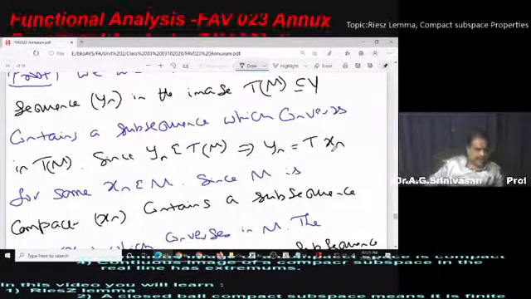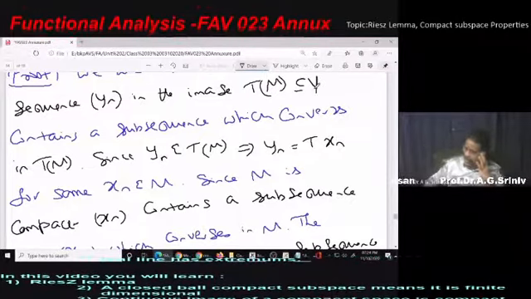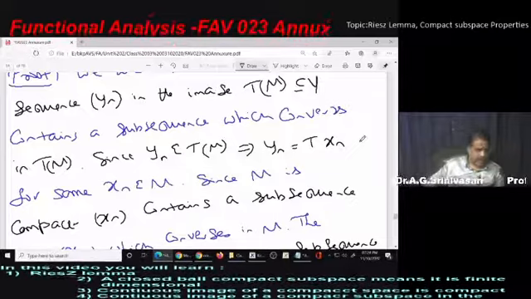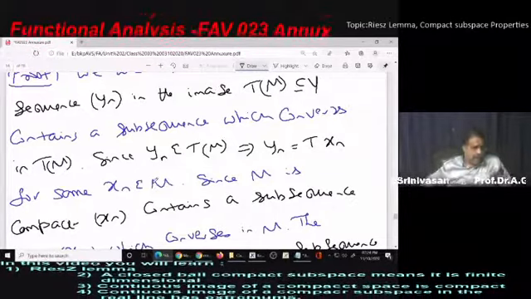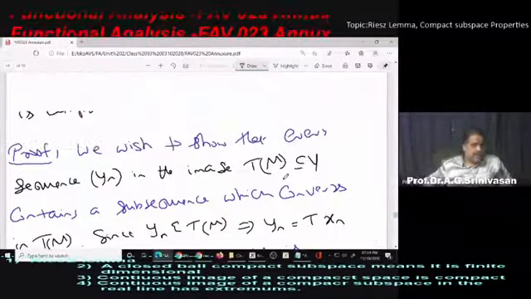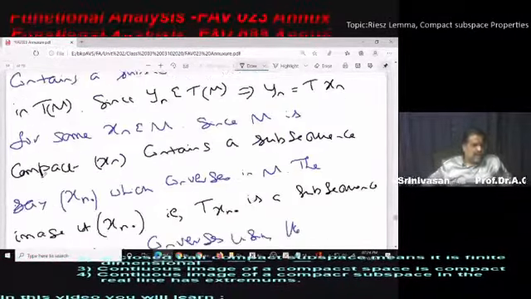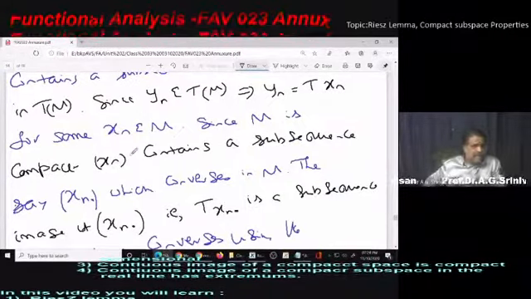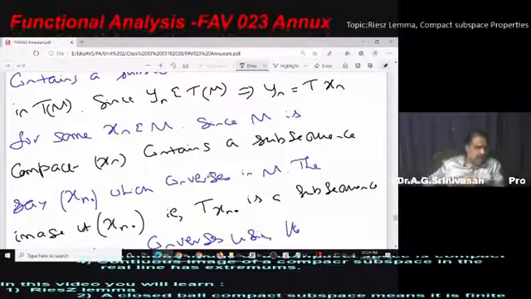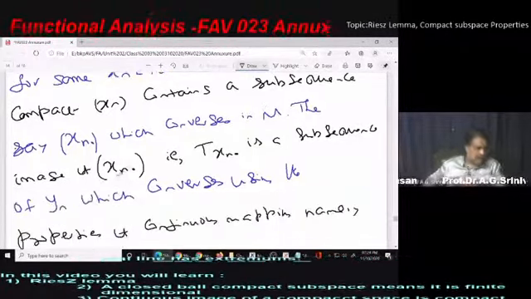Therefore, you can always find a Txn such that yn is equal to Txn, because yn belongs to T(M) and Y is a normed space. So you can always find an xn such that yn is equal to Txn. But xn belongs to M, and we are already given that M is compact. Therefore, xn will contain a subsequence xn naught which converges to a point in M.